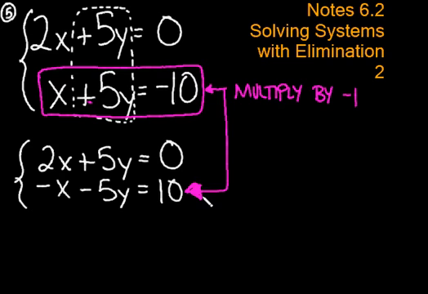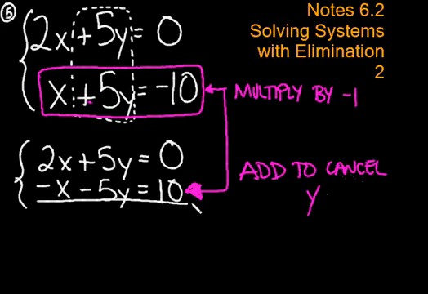The whole reason we did that was so now we can cancel stuff out. In this case, when we add them, we're going to cancel out the y's. So if I add straight down, 2x minus x is x. 5y and now a negative 5y make 0, and this is a positive 10 now. And look at that, we don't have to do anything else. You just get x equals 10.